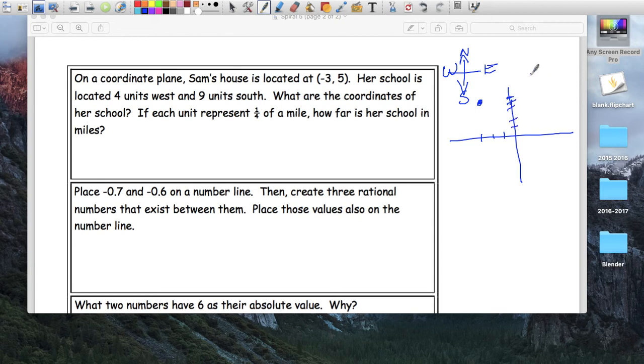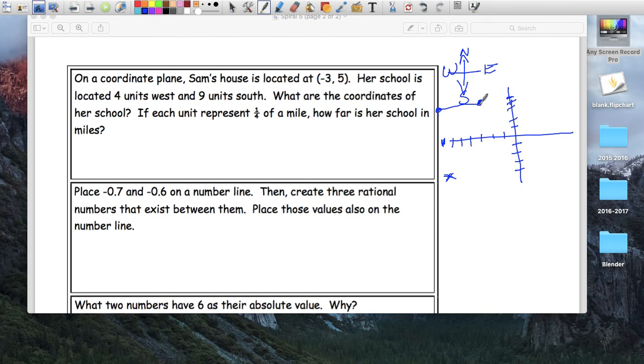So her school is located 4 units west. West means go that way. So that's -3. So if you have to go west, -3, -4, -5, -6, -7. So she has to go 4 that way. That puts her at -7. And then 9 units south. She's at 5, and she has to go 9. So she's got to go 5 from here. 1, 2, 3, 4. That would put it over here. So her school is located here.